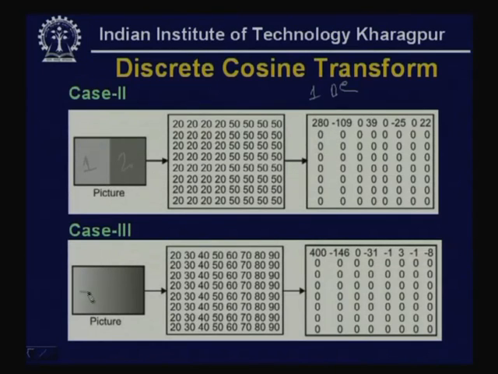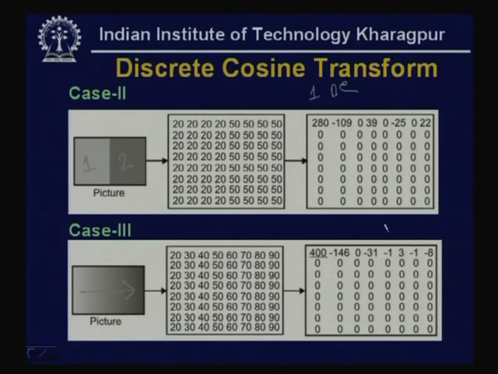Now, if the intensity changes uniformly, as you can see here, say 20, 30, 40, 50, 60, 70, 80, 90, then also after discrete cosine transform, it generates numbers like 400, which is essentially the average value with a multiplication factor, and other AC values like 46, 0 and so on. These are the AC components, and here also you see you have a large number of zeros.